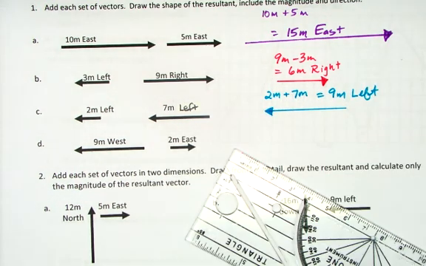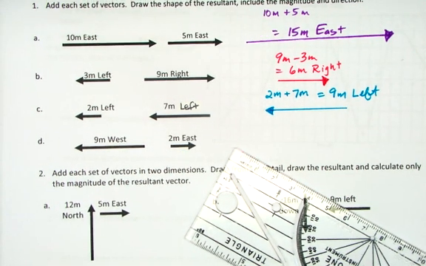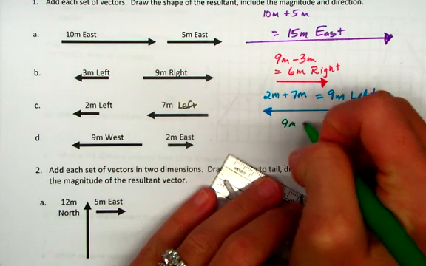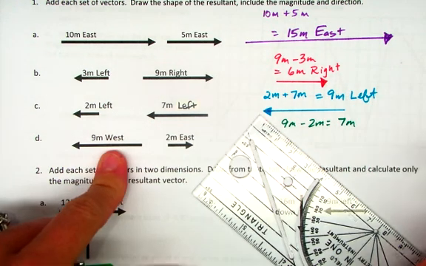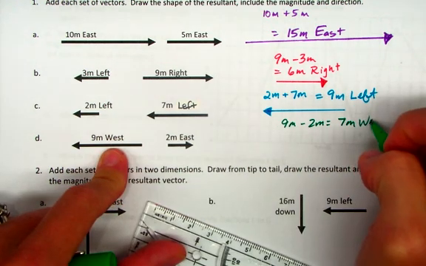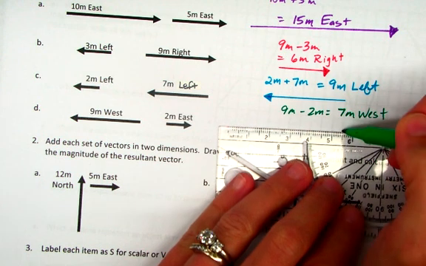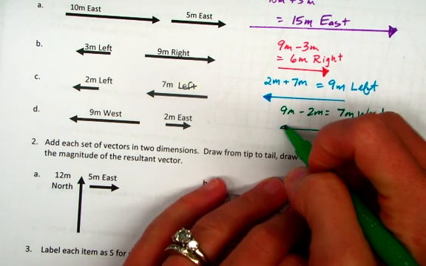And then I have 9 meters west and 2 meters east, which means we have to find the difference. So that's going to be 9 meters minus 2 meters. That's 7 meters. But here, west is the bigger vector, so I must be going 7 meters west. So that's the direction I need to draw. So 7 meters to the west.